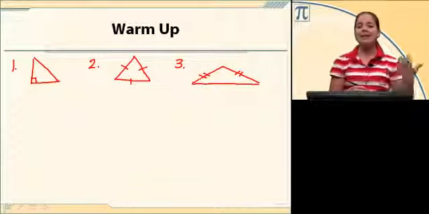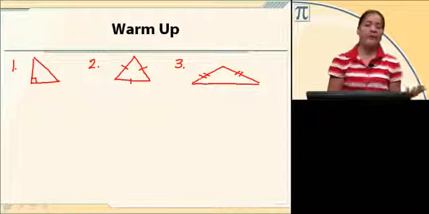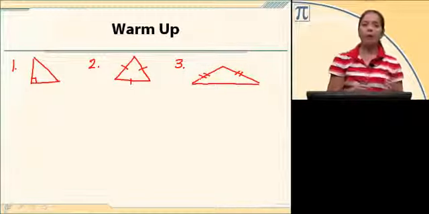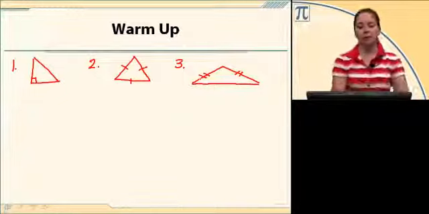Isosceles just means at least two sides congruent. So three sides can be congruent. The equilateral is just a little bit more specific. It's saying that all three are congruent. Isosceles is at least two are congruent.